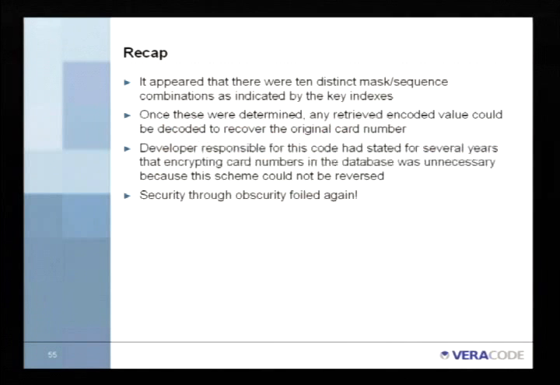So the recap is that it appeared that there were 10 different mask sequence numbers. We talked about 00 through 99. There actually were only 10 of those. So like all the 90s were the same, for example. Once those were determined, any retrieved encoded value from the database could be decoded to recover the original card number. This was just obfuscation, not any form of encryption.